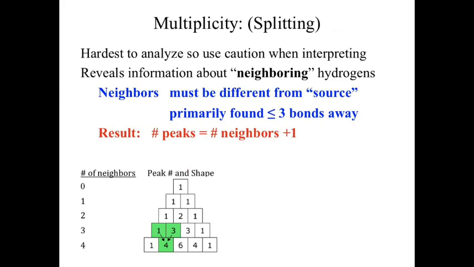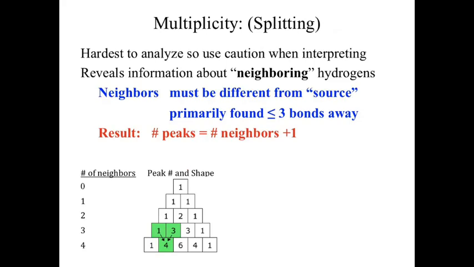Those neighbors must be different from it, so they have to be chemically different, and they are usually found less than or equal to 3 bonds away. I say less than, but in most cases you're looking at a 3-bond rule. Again, we'll classify that in just a second. The result is that the number of peaks we see representing our source hydrogens will be equal to the number of neighbors plus 1.